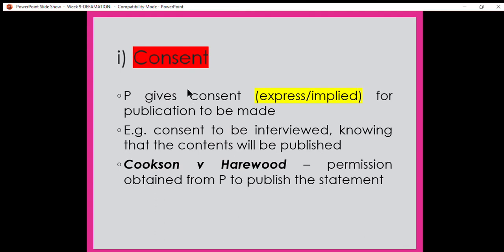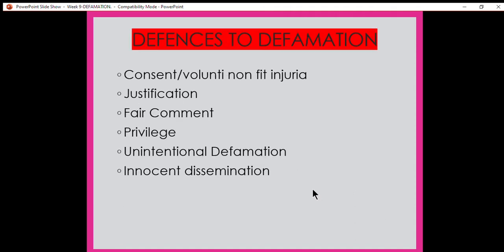Okay, now let's continue with the defenses available to the defendant. Since the plaintiff is able to fulfill the three elements of defamation, the defendant may enjoy several defenses. If one of the defenses fits him well, he can be excluded from the liability, or sometimes the amount of compensation will be reduced.